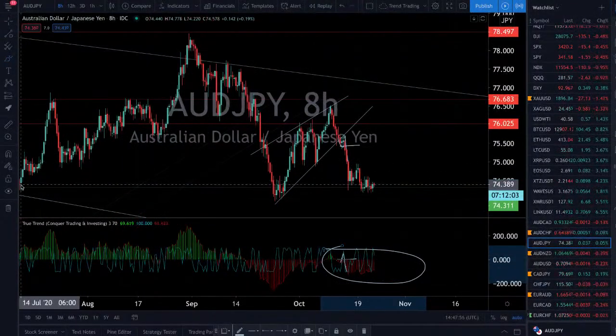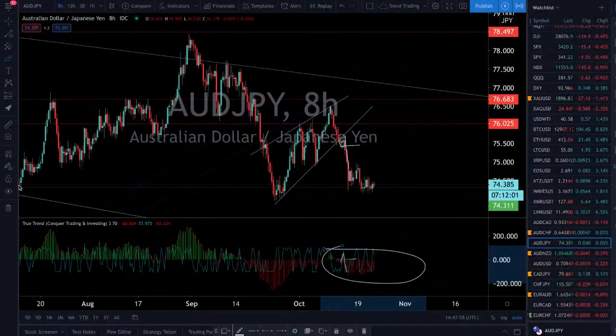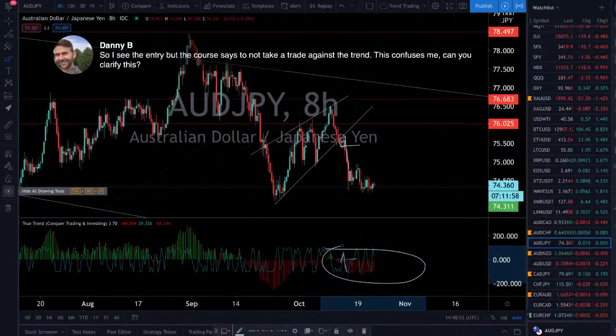The second question. So I see the entry, but the course says to not take a trade against the trend. This confuses me. So I hope that all clarified everything on that. Let's see your second question.